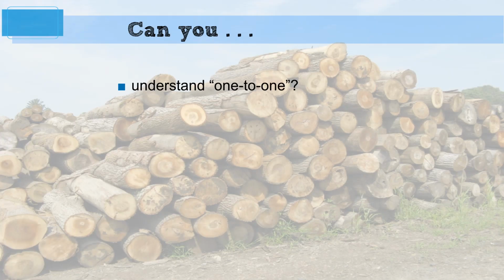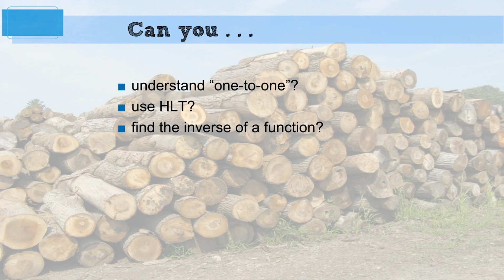Okay. Can you understand what it means to be one-to-one? We'll jump the gun here and ask now while we're doing the objectives. What's it mean when a function is one-to-one? Every input has one output. Perfect. HLT? Horizontal line test. Inverse of a function.